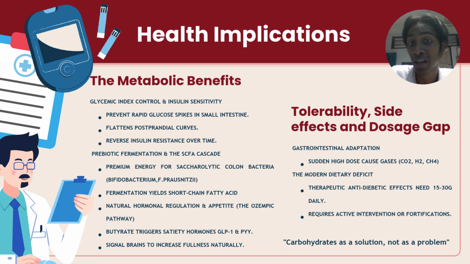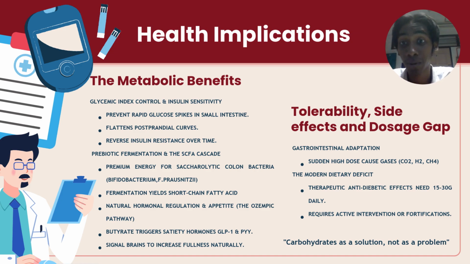But the real magic happens further down the digestive tract, in prebiotic fermentation. Resistant starch travels safely to the large intestine, where it becomes premium fuel for our beneficial gut bacteria like Bifidobacterium and Faecalibacterium prausnitzii. As the microbes feast, they ferment the starch into short-chain fatty acids, known as SCFA, predominantly butyrate. So why is butyrate so exciting?